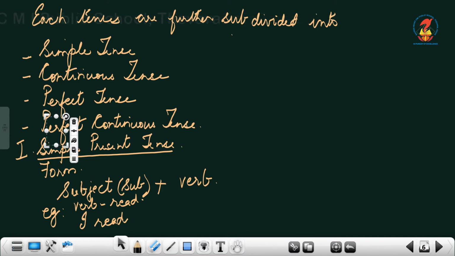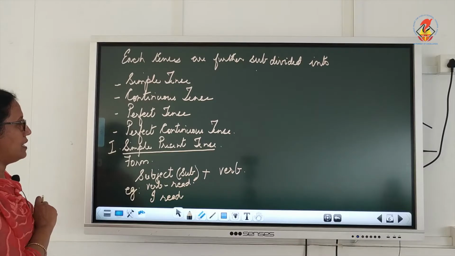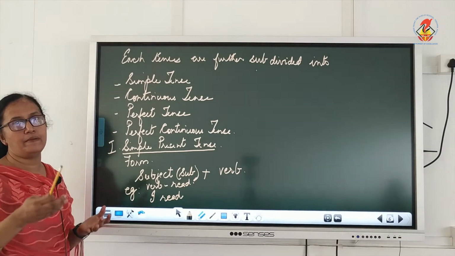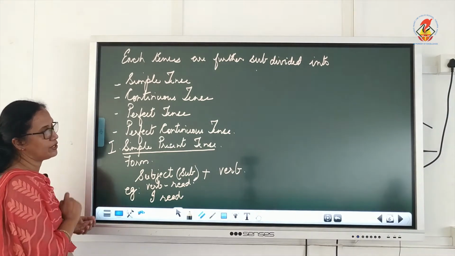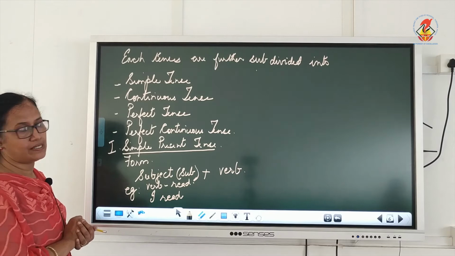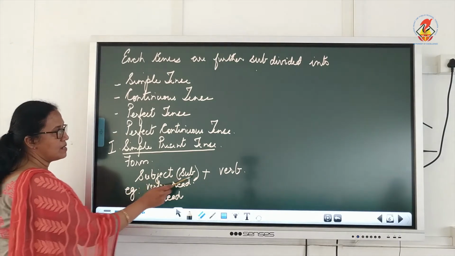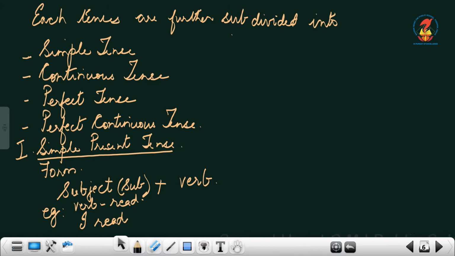Okay. Now here, if you go by the simple present tense, how do you express simple present tense? The form in which you express simple present tense is nothing but subject plus the verb. For example, we are only going to be dealing with the simple present tense in this module, and the different types of tenses that are there in it.